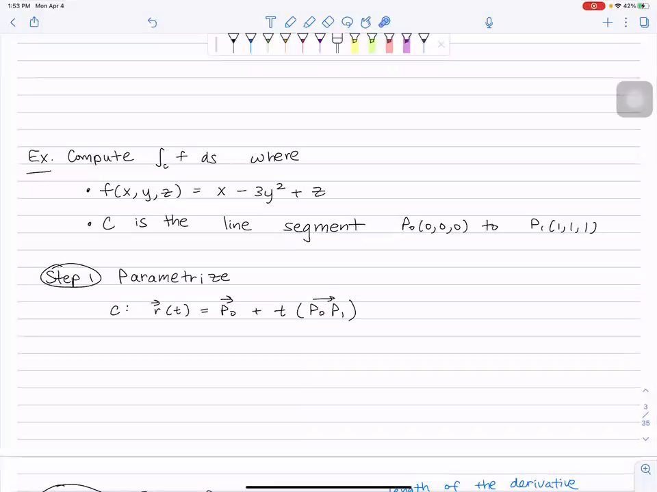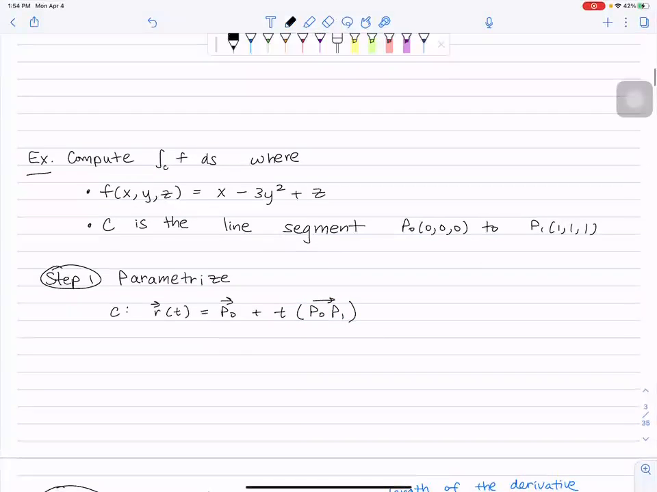So first example, you want to compute the line integral where this is your function and C is your line segment. Whenever you have a line, the easiest way to parameterize it is to just follow this formula. You always do one point plus your variable times your other point minus the other point. Kind of like a slope, but not really a slope.